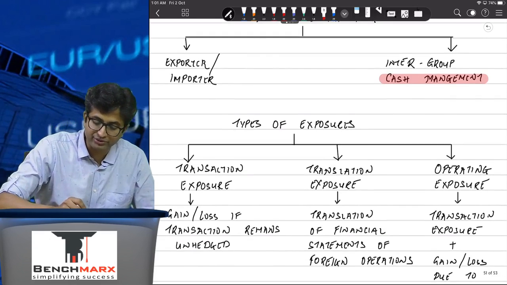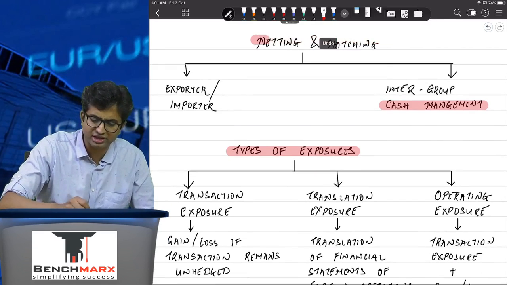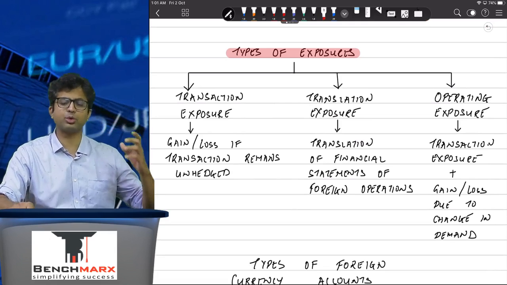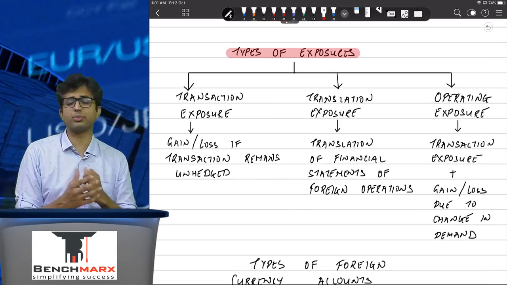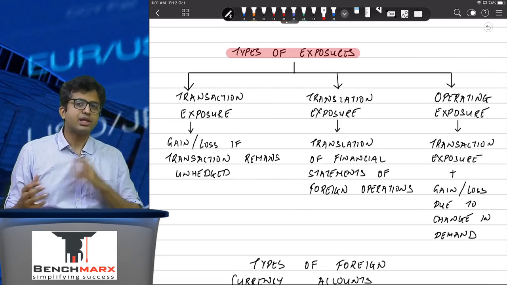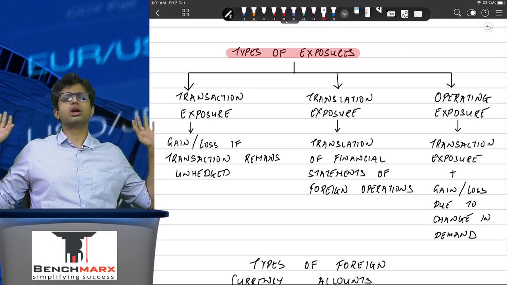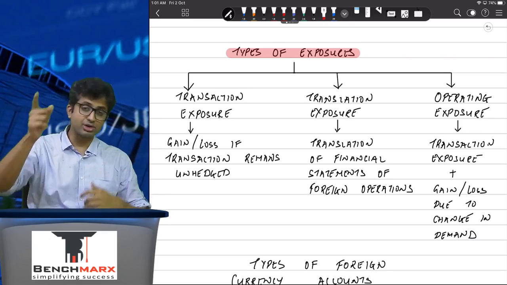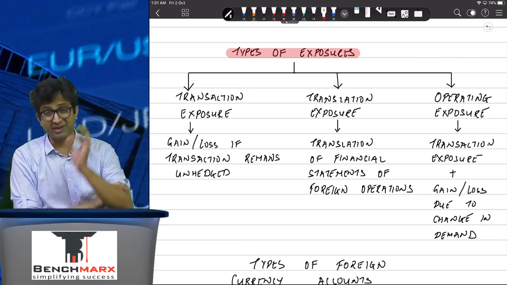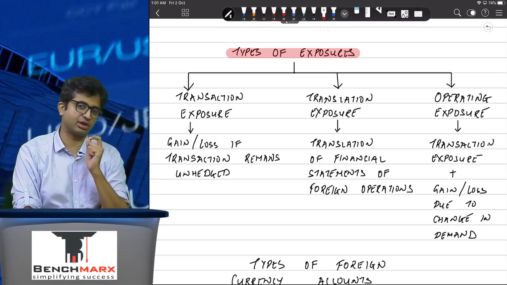Then there is a question in your old study material, I guess, about exposures. There are three types of exposures. There is transaction exposure, there is translation exposure, and operating exposure. What is a transaction exposure? It's a sophisticated name for gain or loss if the transaction is unhedged. That is, if you have entered into an import transaction and you say no, we don't want to hedge, exchange rates might change and you might suffer a loss. That is the gain or loss if the transaction is unhedged. You have actually entered into a transaction where you actually have to pay money. That is called transaction exposure.